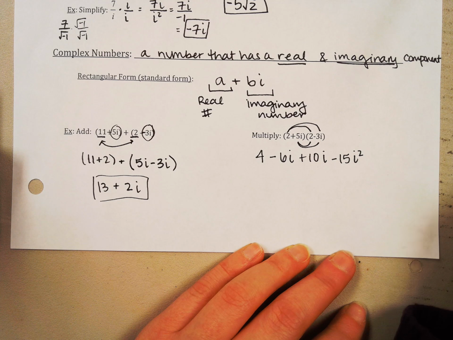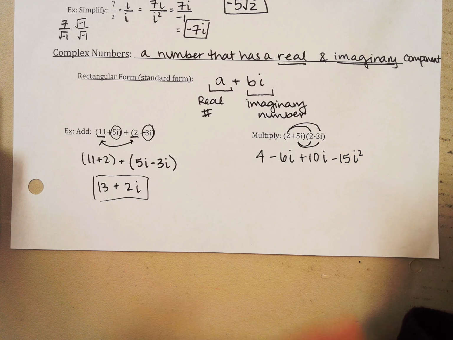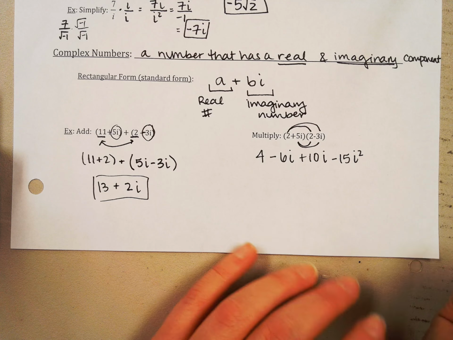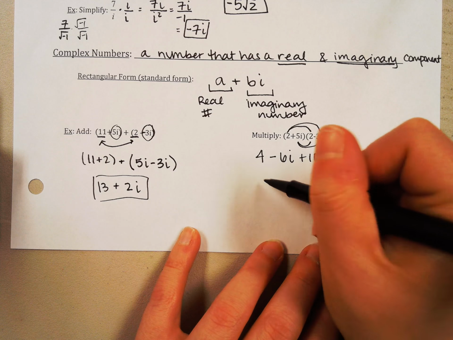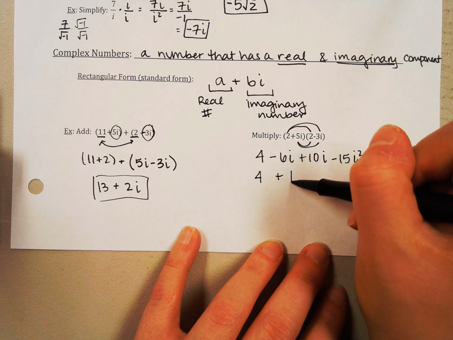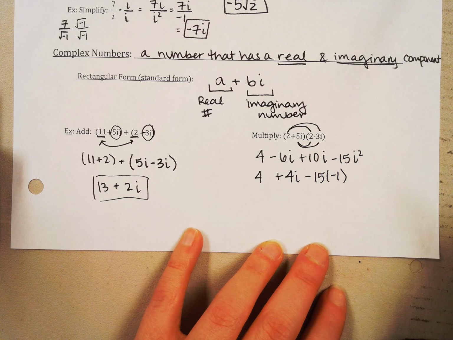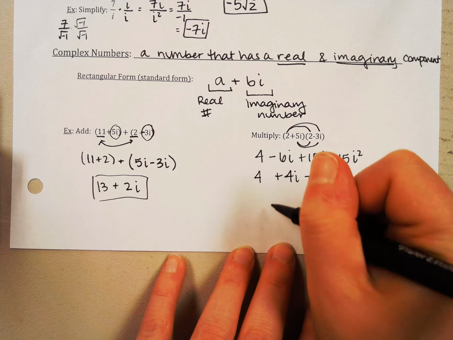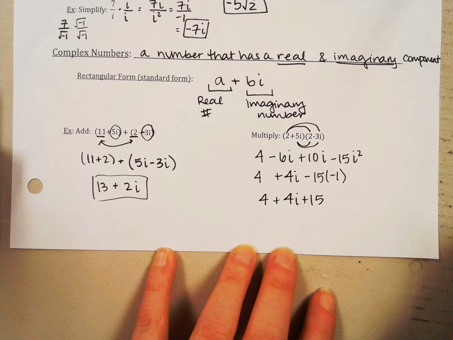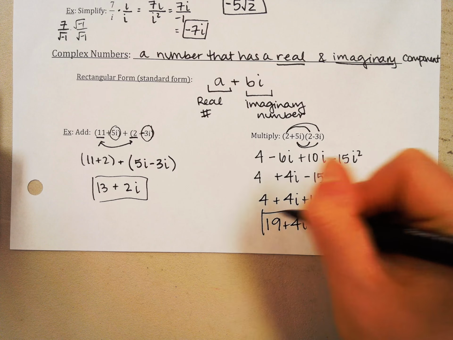So this is the only difference, because we know that i squared is actually something that turns into a real number. So this, even though it has an imaginary number in it, is actually representing a real number at the end. So we need to change that. I'm going to combine this first. We'll get 4i here in the middle. We need to change that i squared into -1. So that's going to be positive 15. And then we combine our real parts and get 19 plus 4i for our final answer.